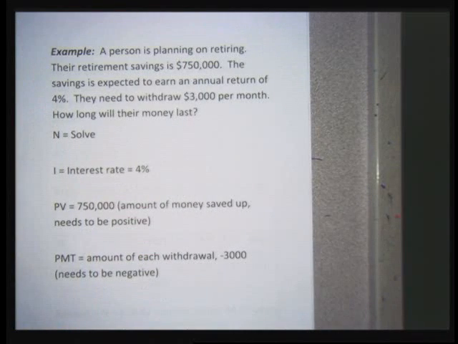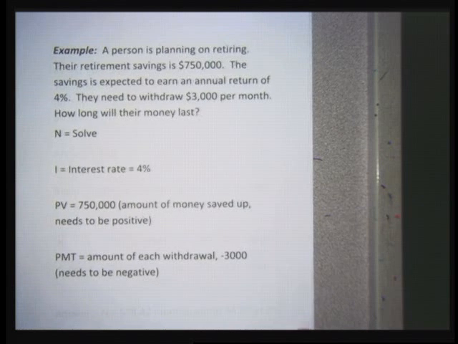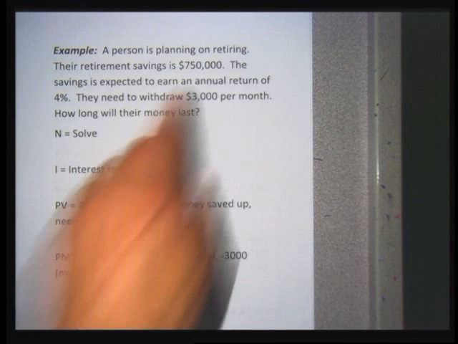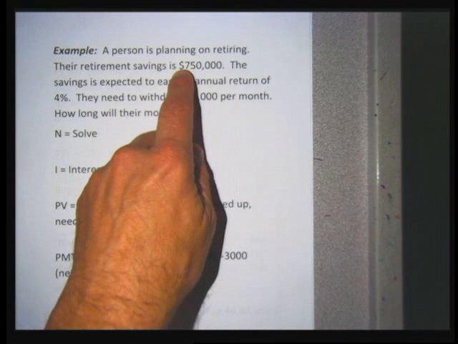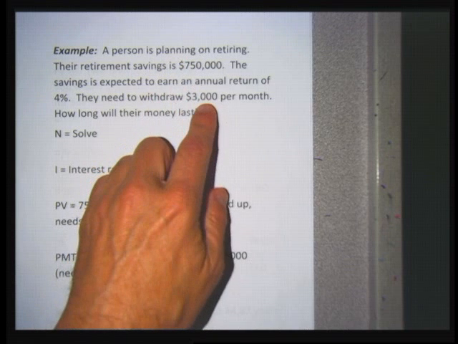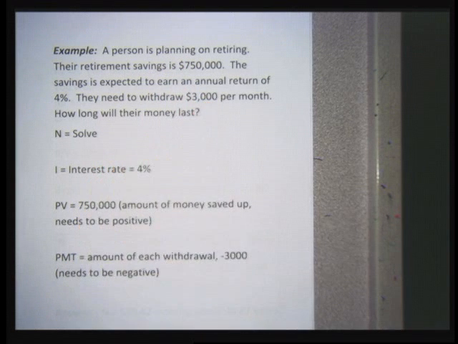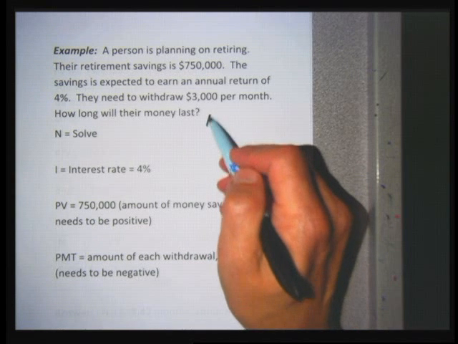All right, next kind of example. So this person has this much money saved up, and they're going to spend $3,000 per month because that's what they need to live on. Question is, how long is their money going to last? And it's not very hard on my time value money solver. So I'm going to set up for this.